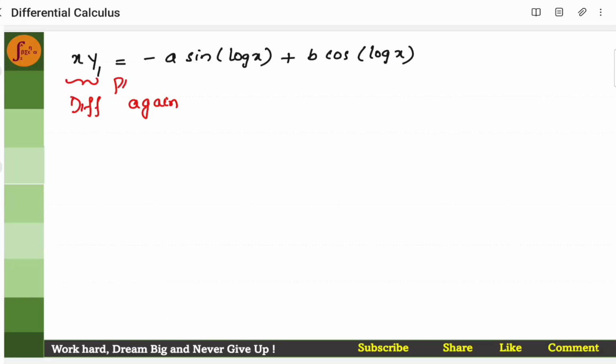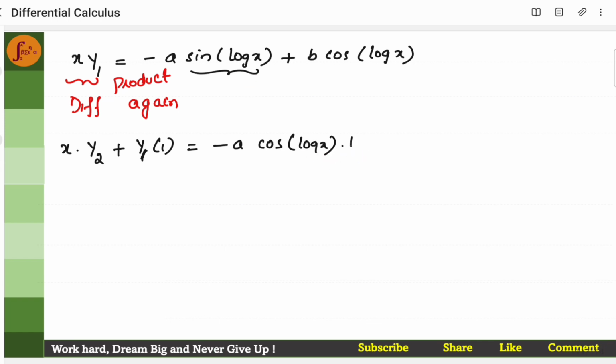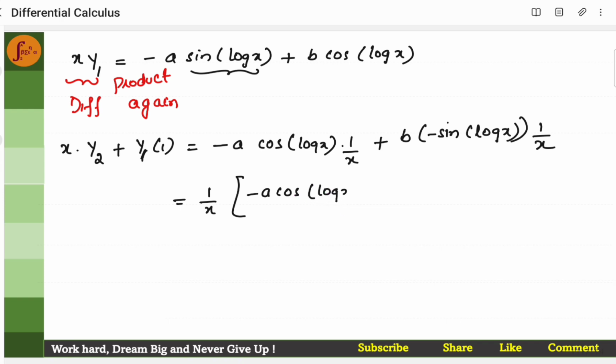So here we'll have to apply product rule. So it will be x into derivative of y1, it will become y2. Second order derivative of y1 would be y2 plus y1 into derivative of x, which is 1, is equal to minus a, what is derivative of sine of log x? So it's going to be cos of log x, and derivative of log x is 1 by x, plus b, derivative of cos is minus sine of log x, and derivative of log x is 1 by x. So let me take x common. So I'll get minus a cos of log x minus b sine of log x.